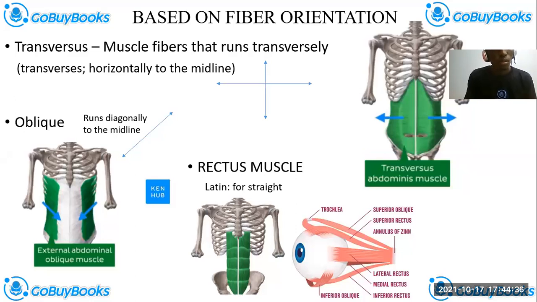So going to the oblique muscle, that's the external abdominal oblique muscle. We have the external abdominal oblique muscle and the internal abdominal oblique muscle. But what's the major keyword here is oblique. You understand external, it means outside. You understand internal, it means inside.